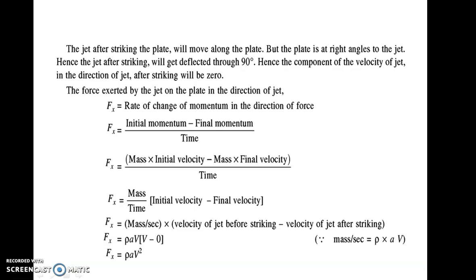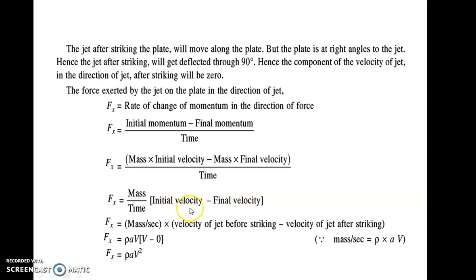If it is taken as final momentum minus initial momentum, then it will come as negative, and that negative sign will show that the force is exerted by the plate on the jet. So here we want to find the force exerted by the jet on the plate, so you have to take it as initial momentum minus final momentum. Hence Fx is equal to mass per unit time, m dot, into initial velocity v1 minus final velocity v2.